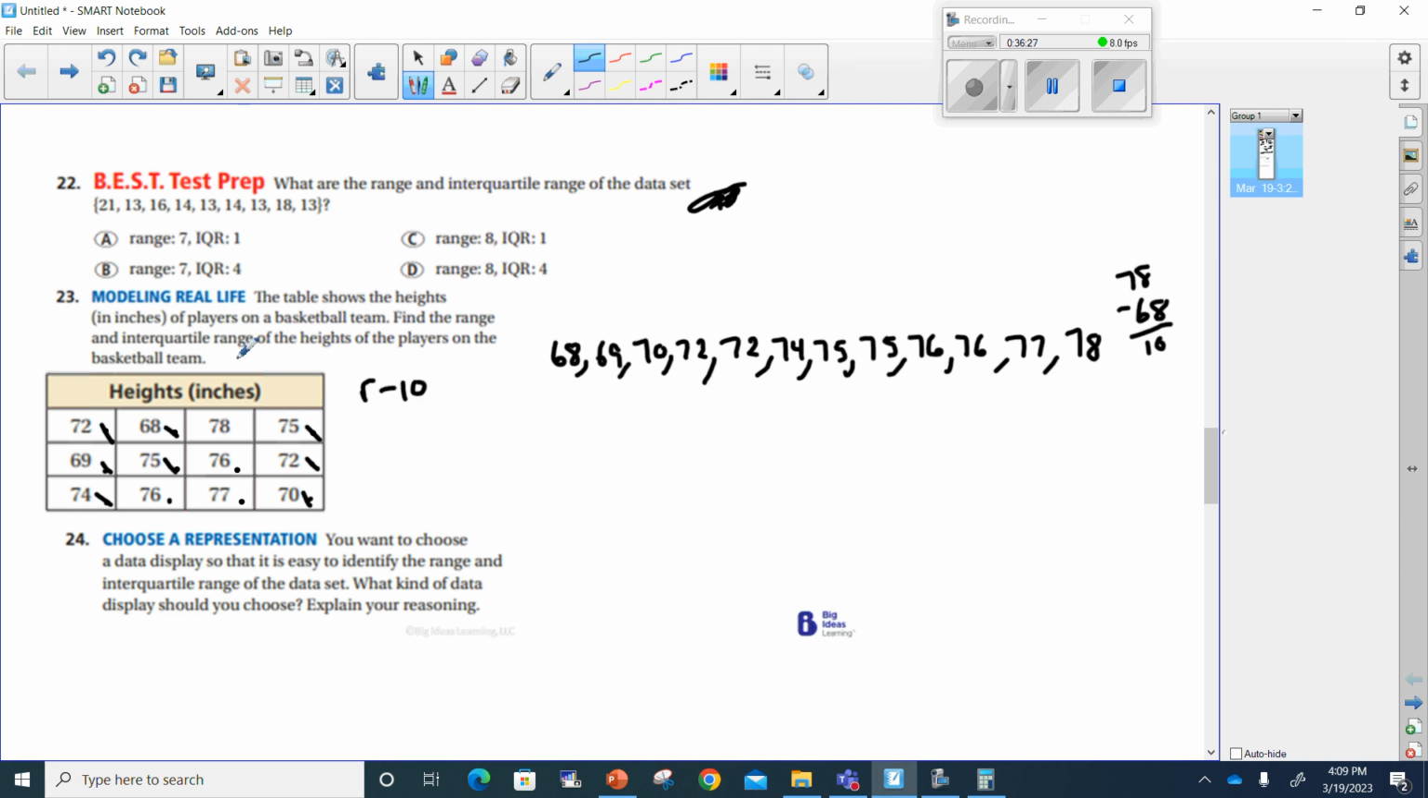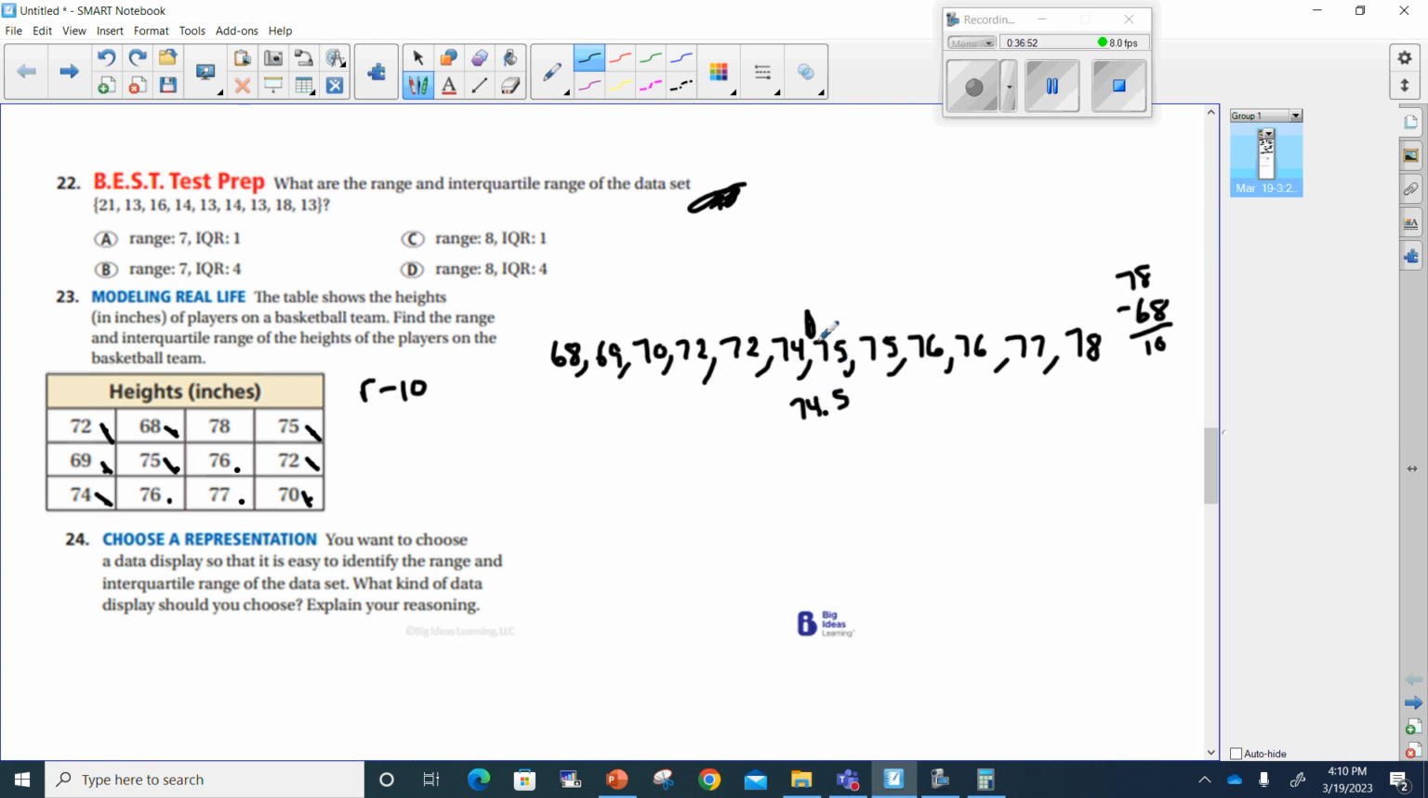Now we got the interquartile range. We're going to be splitting this up. Since I know that there's 1, 2, 3 times 4, that's 12. So 1, 2, 3, 4, 5, 6, and then 1, 2, 3, 4, 5, 6 on this side. That means it's right in between 74 and 75, which is 74.5.